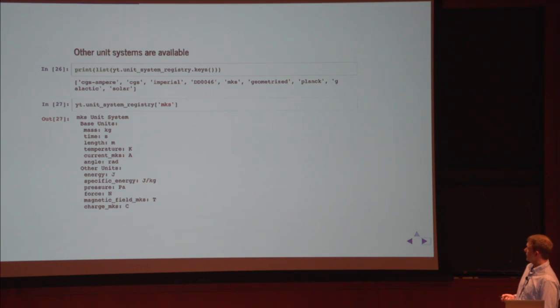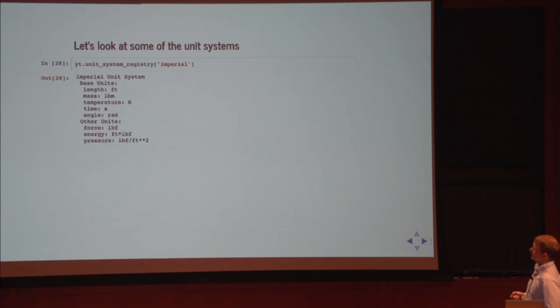But we have some other examples of unit systems. We have a unit system registry. This is kind of Pythonic, but I can list the elements of the unit system registry. You can see we have CGS units, imperial units, MKS, geometrized, Planck, galactic, and solar units. If I ask that unit system registry for one of those, it will tell me what the base units are. So for MKS, we have kilograms, seconds, meters, kelvins, amperes, and then some other units that we also define that might be useful. So here you have the usual suspects: joules, pascals, tesla.